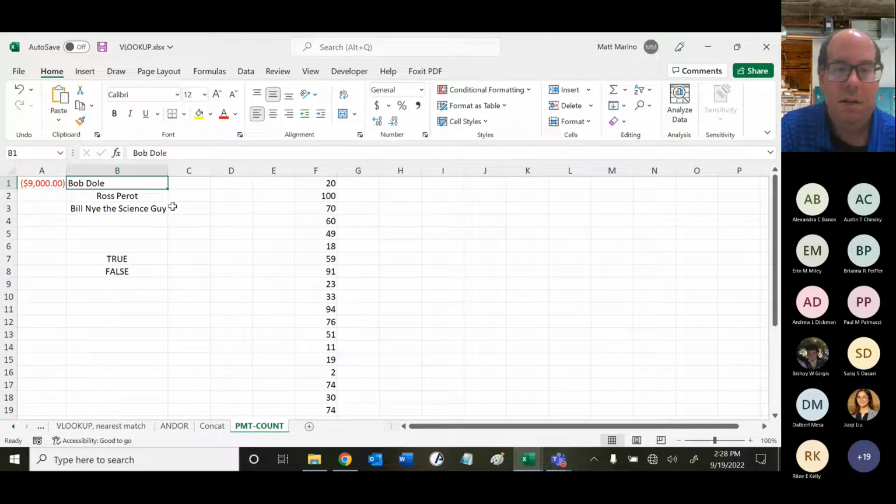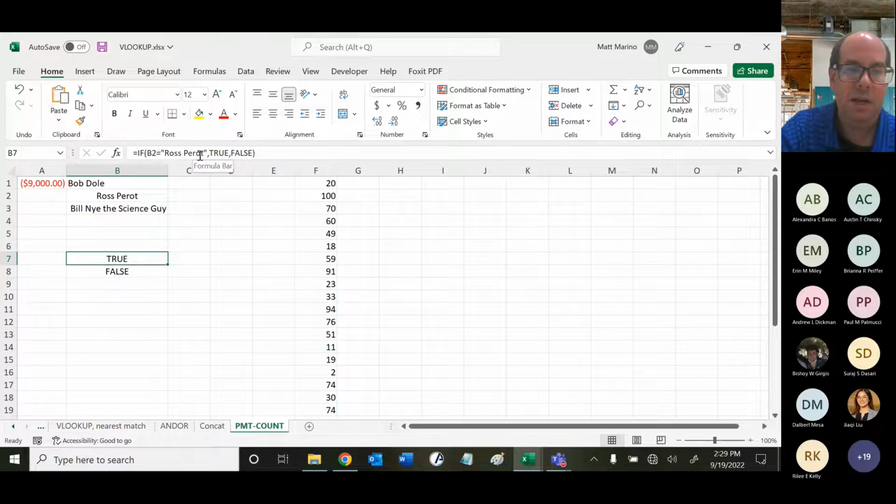So you notice here in column B, I have Bob Dole, Ross Perot, Bill Nye, the science guy. All I'm doing with those is showing you how the alignments work. So Bob Dole is aligned left, Ross Perot is aligned center, and Bill Nye, the science guy, is aligned right. And then below here, we have some basic true or false functions.